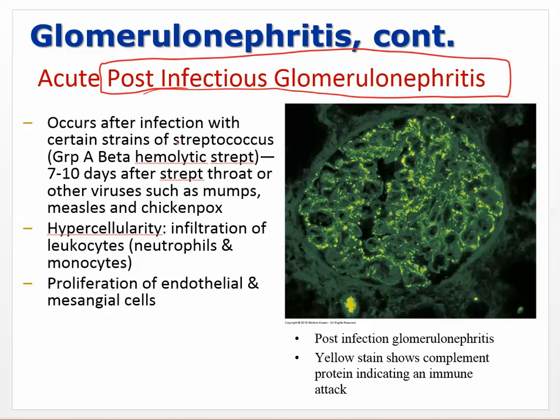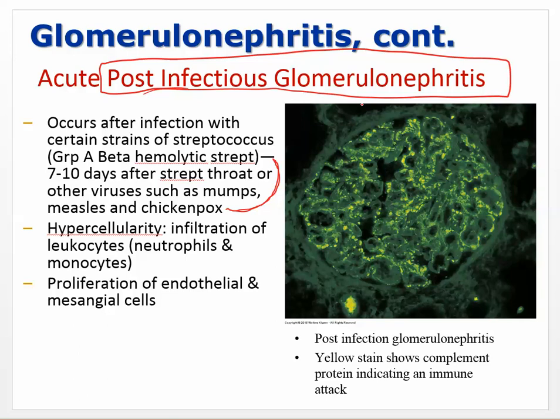So it occurs after an infection with certain strains of Streptococcus. So we have a strep infection, so 7 to 10 days after strep throat or other viruses such as the mumps, measles, chickenpox. Then suddenly our immune system is showing a buildup of immune complexes in the glomerulus. So that's why it's called post-infectious.